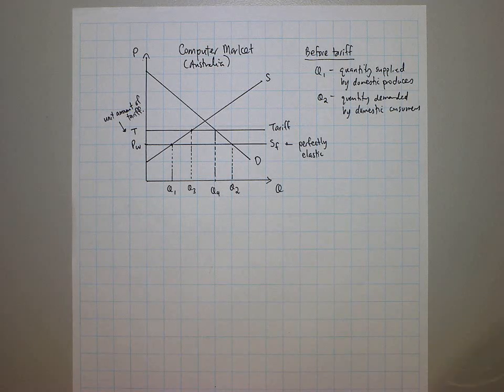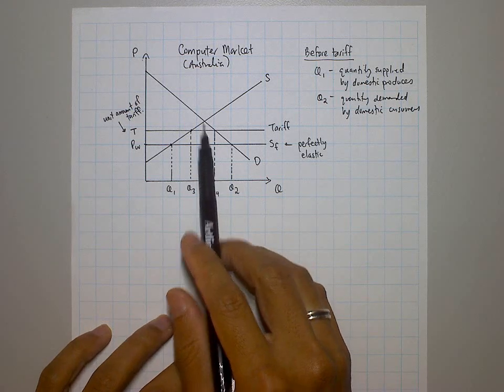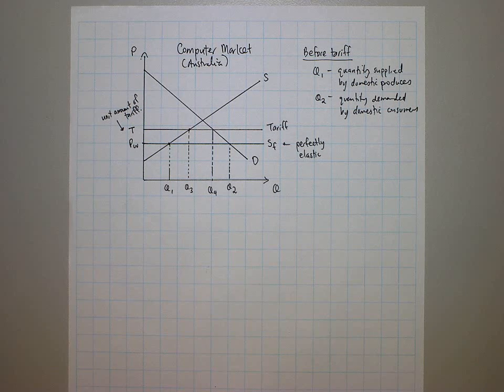So that was a really good point. If the tariff were to push the price above the equilibrium, imports would stop, because there is no reason for consumers to import. They just buy it domestically. Because why would you pay a price higher than the equilibrium if you can just buy it domestically?